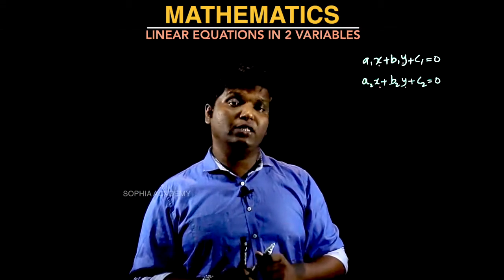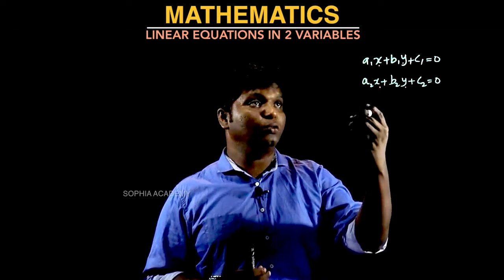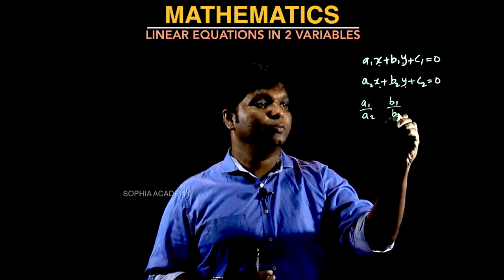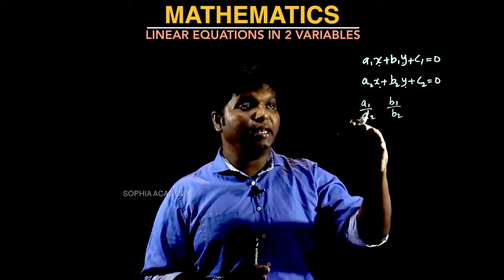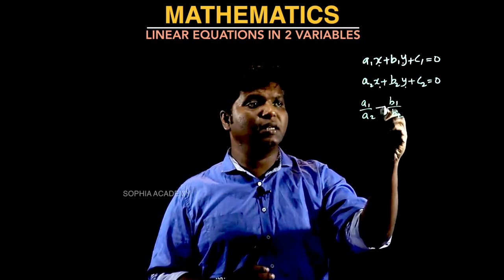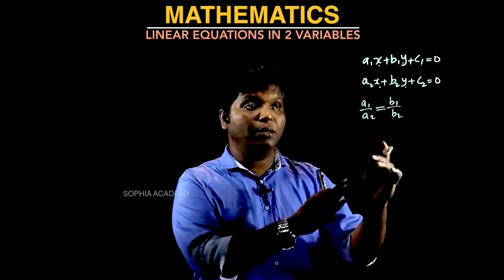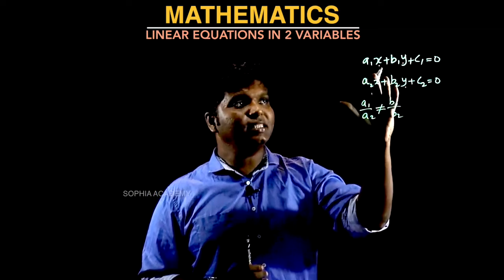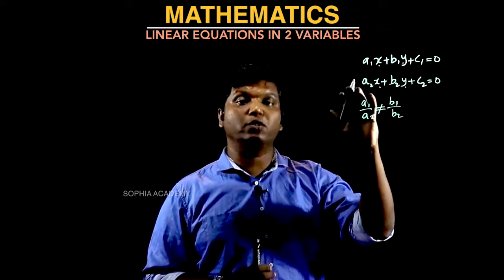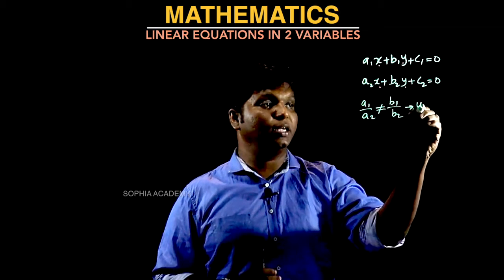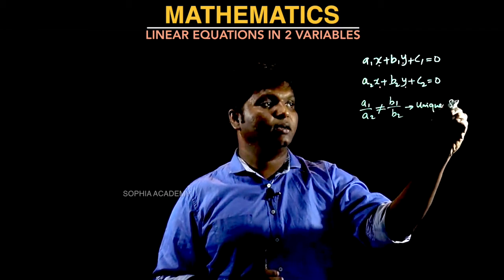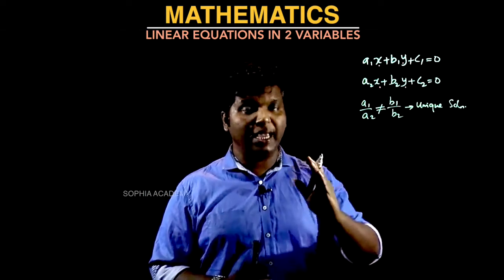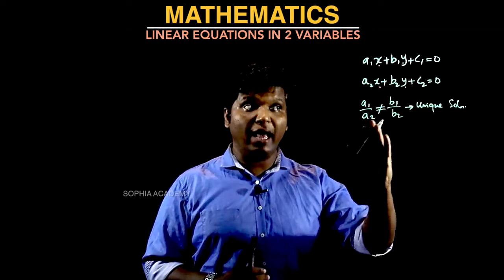One, if you are taking the ratio a1 by a2 and b1 by b2, and when you find the ratios you can see that both of them are not equal, they are unequal, not equal to each other. At that time we will say this system of solutions is going to have a unique solution. Unique solution means it will be only one particular solution, that means something x and something y. So it will have a unique solution.